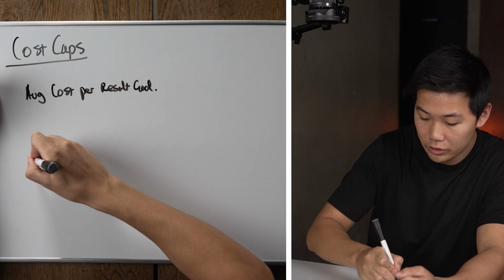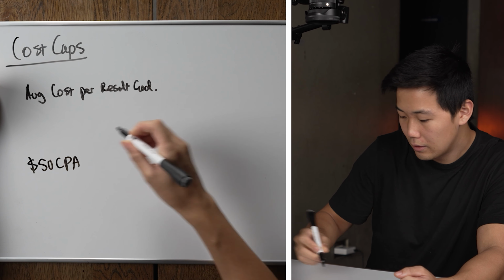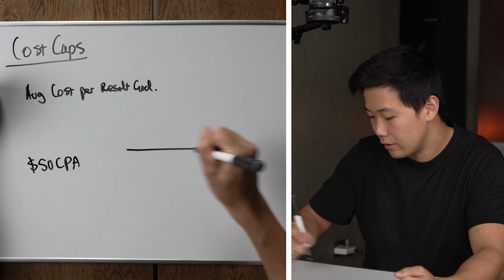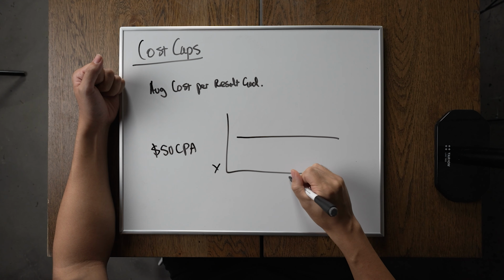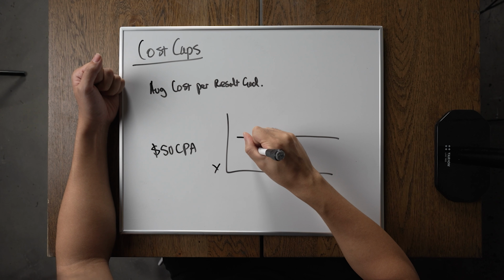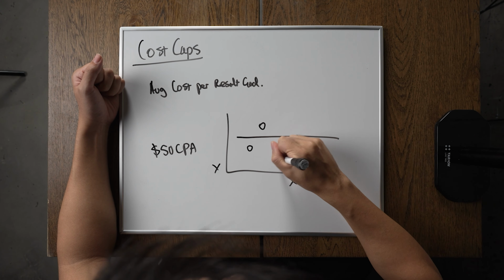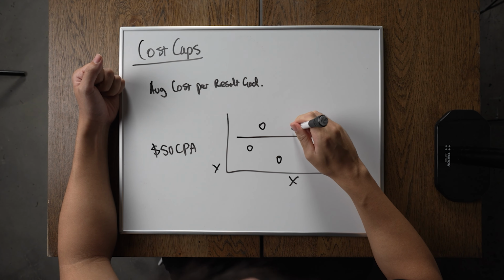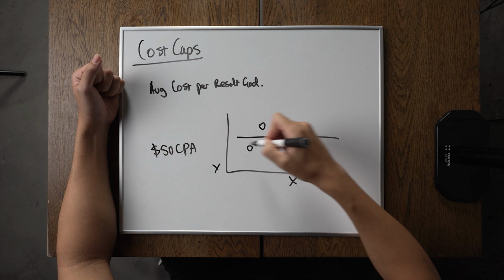And I will highlight the difference with a bid cap. So with a cost cap, you're setting, let's say, a $50 CPA. And I will visualize this as a line, and we'll have a chart here with a Y and X axis. So when you're setting a cost cap at $50, you're telling it that the average conversion should cost you $50. And so you'll have a conversion at 30, you'll have a conversion at 60, you'll have a conversion at 20, you'll have a conversion at 55. And all of these added out together will equal your $50 CPA.